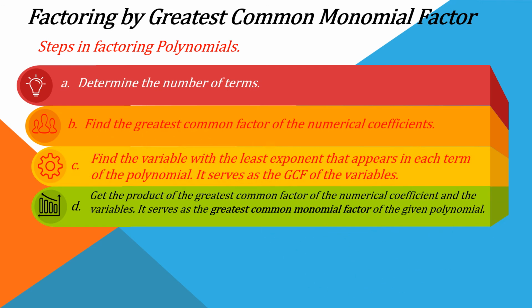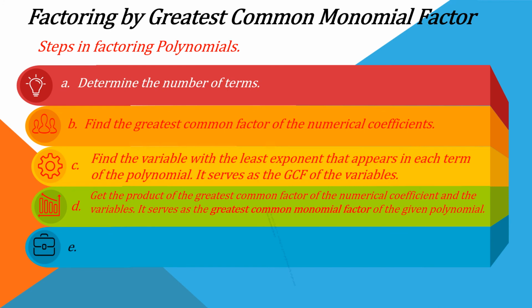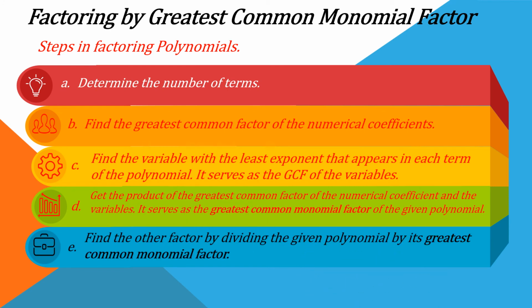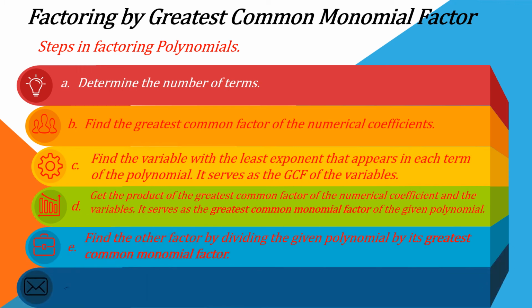And letter D, get the product of the greatest common factor of the numerical coefficient and the variables. It serves as the greatest common monomial factor of the given polynomials. Letter E, find the other factor by dividing the given polynomial by its greatest common monomial factor. And the last, write the final factored form of the polynomials.